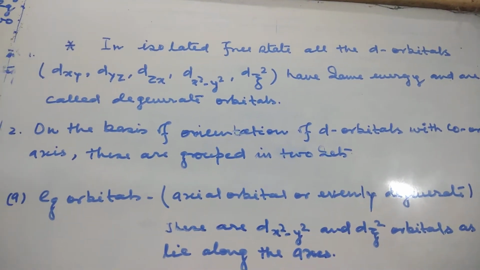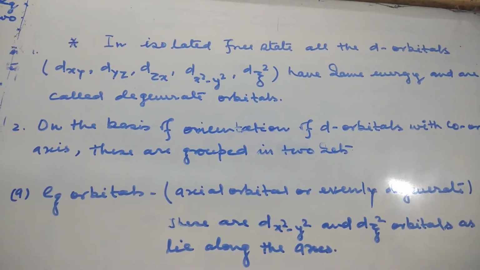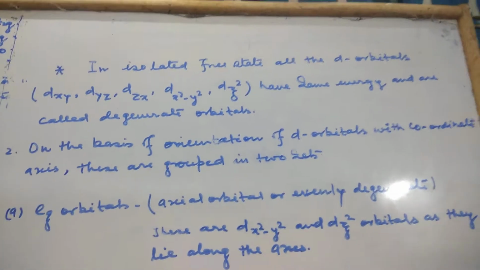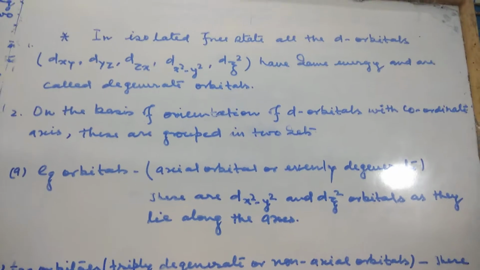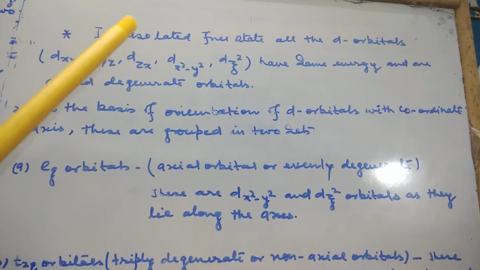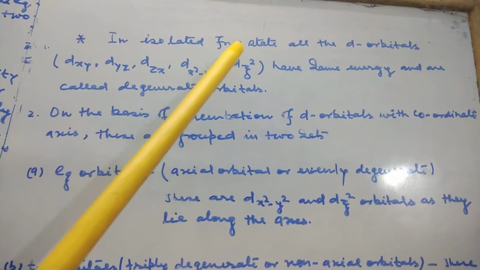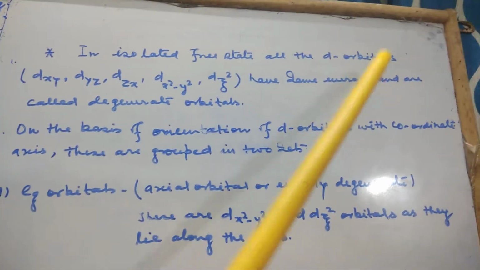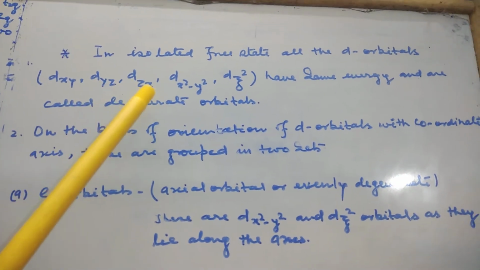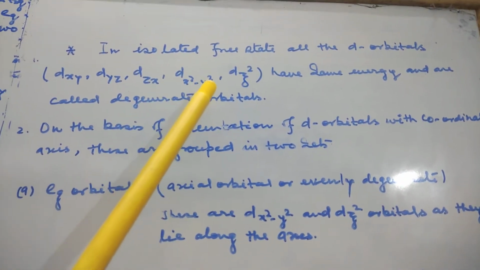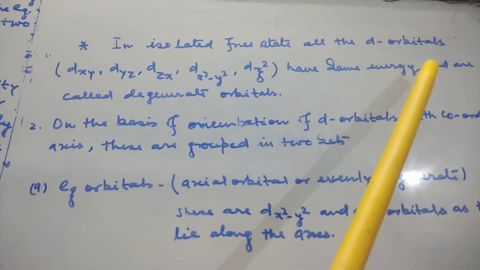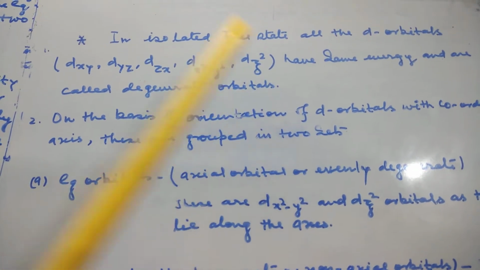Today we will discuss crystal field theory. Before this theory, we have to know some fundamental terms related to this topic. In isolated free state, all the d orbitals, that is dxy, dyz, dzx, dx square minus y square, dz square, have same energy and are called degenerate orbitals.